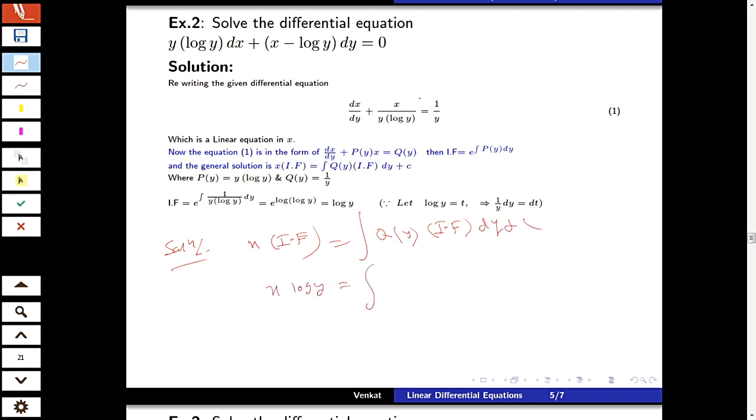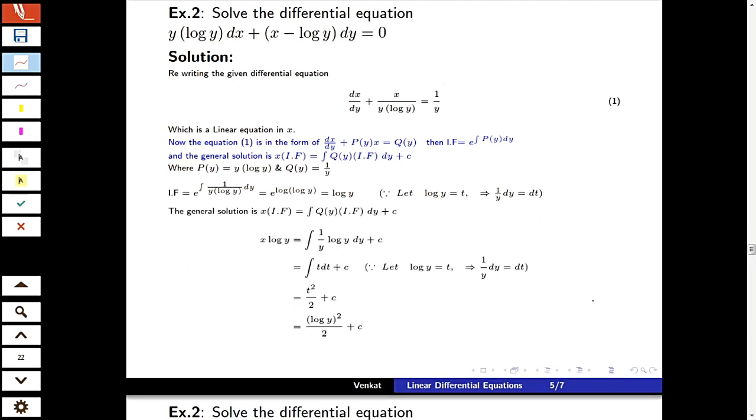What is q of y? The right hand side part. Here also there are two terms. Put log y as t, 1 by y dy is dt. Integration of t is t square by 2 plus c. What is t? We will replace it with log y. Here you will get x log y equals log y whole square by 2 plus c.